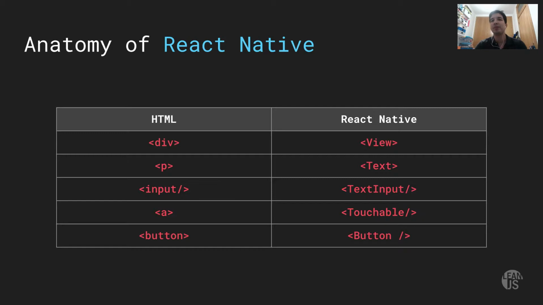And in React Native, the comparison component that you can use for div is a view, it's just a box. P is a text. Input, you have the text input, and the a tag you have a touchable, because in mobile, you touch, you don't click. So you have a lot of touchable components inside React Native. And the button, of course, you have the button, but then you can create your own buttons with all these touchable components. So this is a good comparison, I guess.